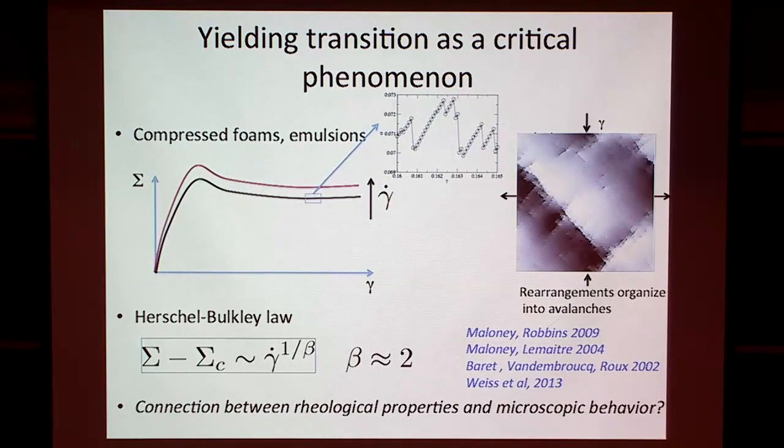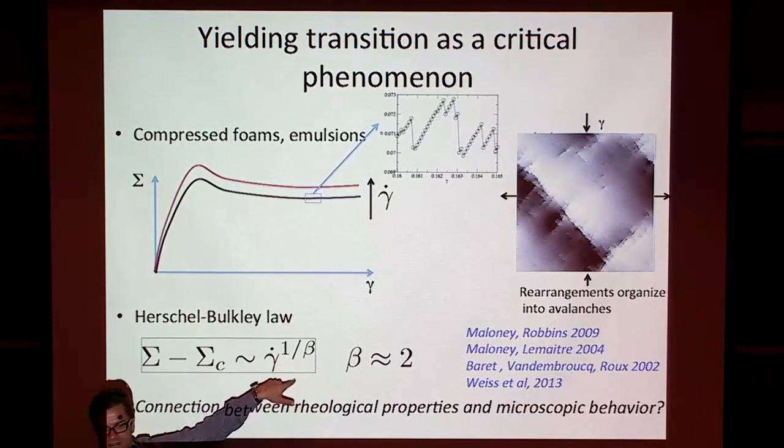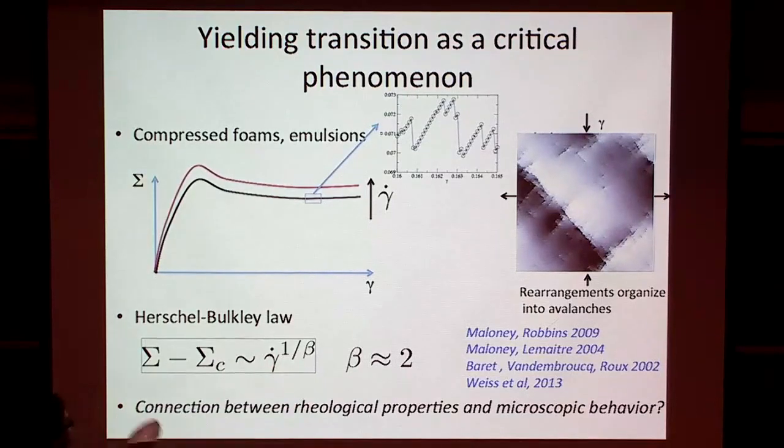Now you can look at a similar curve if the shear rate, gamma dot, increases. What you find is that for many materials the plateau value of the applied stress actually increases. But what's interesting is that it increases in a singular way, with some exponent, called the Herschel-Bulkley law. That has been known for some time.